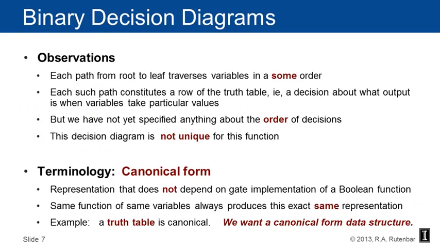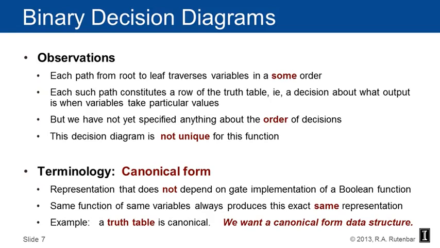So let's make a few observations about this. First, every path from the root to a leaf traverses the variables in some order. That's not a big surprise. Each such path constitutes a row of the truth table. So that's a decision about what the output is when the variables take particular values. So that's interesting. It's sort of a very different way of evaluating the rows of the truth table.